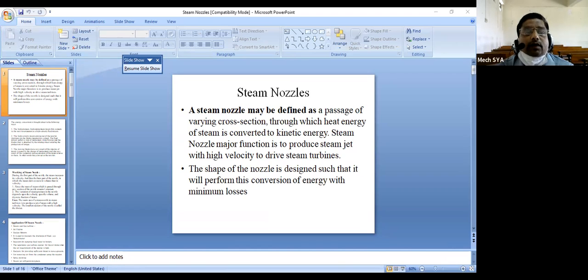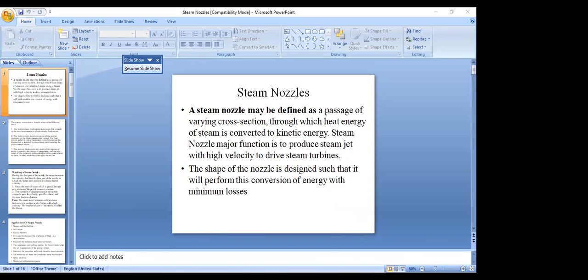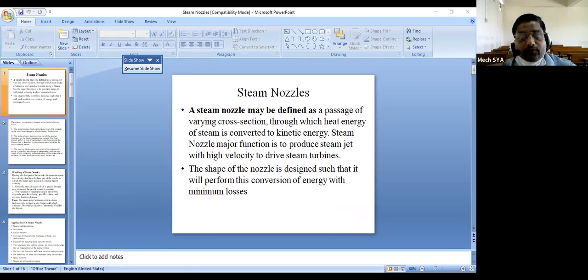So through the nozzle we are decreasing the pressure. I told you the high pressure, high temperature steam first expands in the nozzle. So this expansion takes place in the nozzle only, and emanates as a high velocity fluid. Okay, so whatever expansion we are discussing in the turbine, the isentropic expansion, actually takes place in the nozzle only.